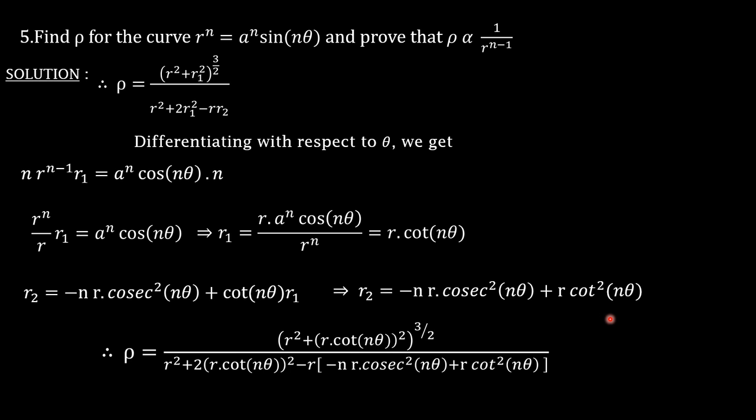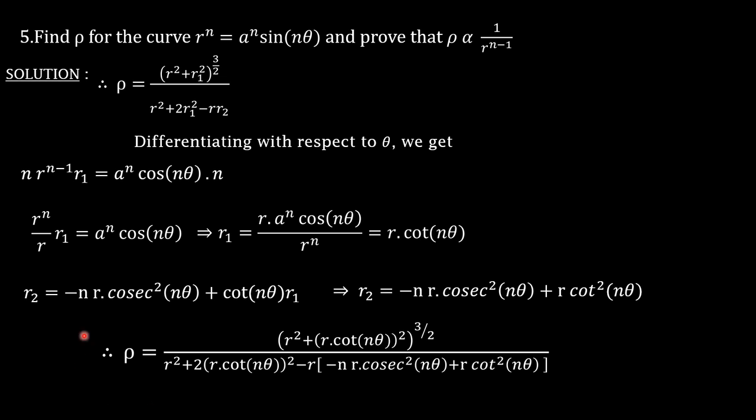Now just substituting it in the given formula. What is that? The formula is rho is equal to r square plus r1 square to the power 3 by 2 divided by r square plus 2r1 square minus r r2. Over here I am keeping r as it is and substituting r1 and r2 by r cot n theta and minus n r cosecant square n theta plus r into cot square n theta.